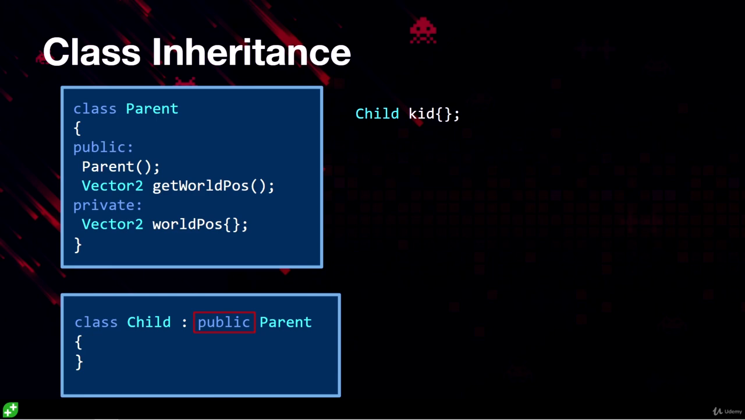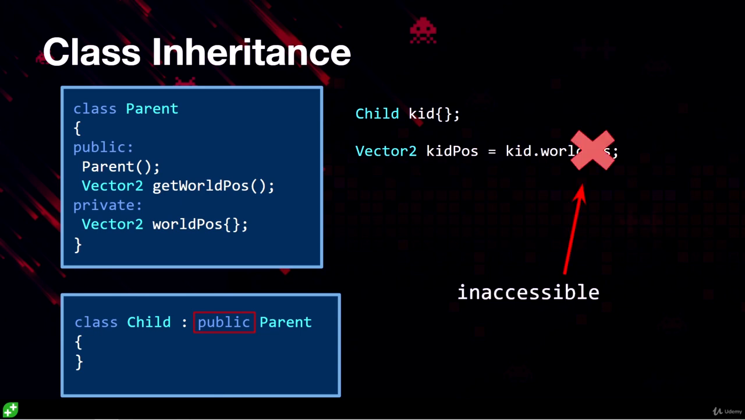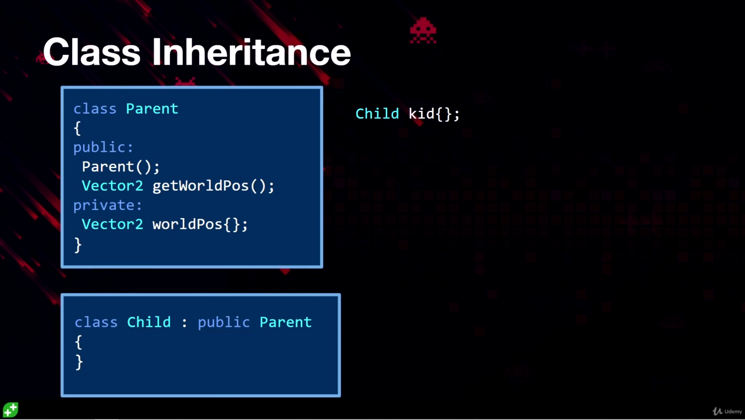Let's say we have an instance of the child class. If we attempt to access the worldPos vector, which is private, we'll get an error, and that's because worldPos is inaccessible. It's private and can only be accessed from within the parent class. However, if we attempt to access getWorldPos, which is a public method, then we won't get any errors because this method is accessible. This is thanks to the fact that we derived child from parent using the public keyword just after the colon. And worldPos is inaccessible because it's still private even in the child class.